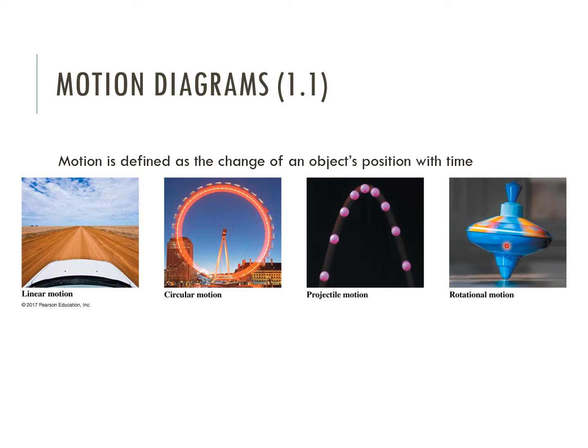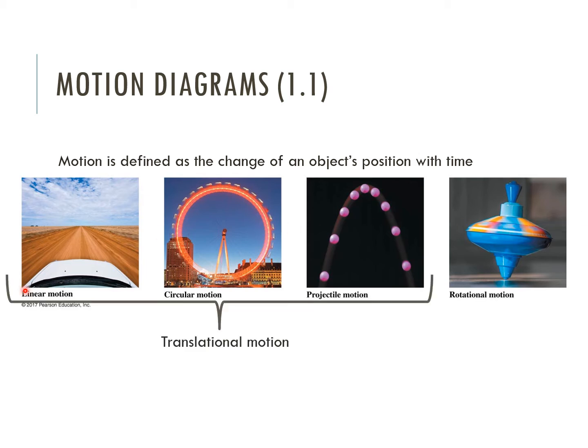And then we have rotational motion, where an object has some sort of axis and a point will rotate or move around that given axis. Now, these three, linear motion, circular motion, and projectile motion, we are going to be defining as translational motion in this class. With translational motion, we're going to be making an approximation that our object doesn't rotate.